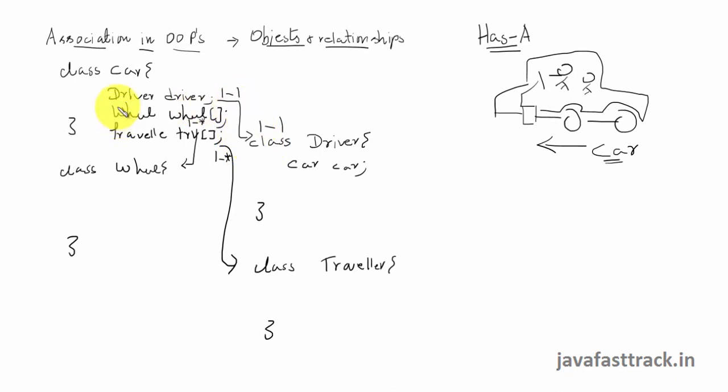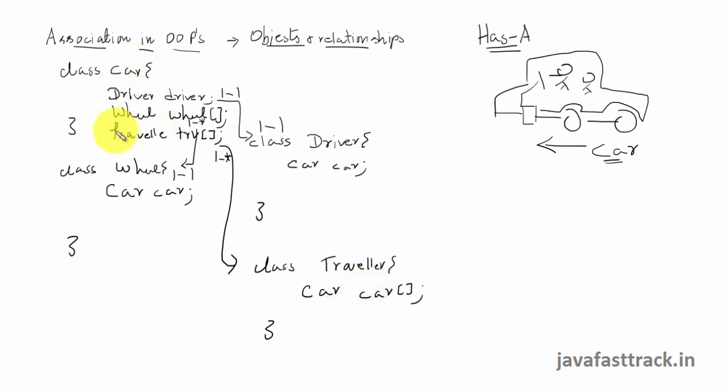Now talking about the wheel, the car is associated with many wheels. But one wheel is associated with only a particular car. One car is associated with four wheels or many wheels. One wheel is associated only with one car. So it is one-to-many association from the car direction and one-to-one association from the wheel direction. Now I'll talk about the relationship of the traveler. I say that one traveler may travel in many cars.